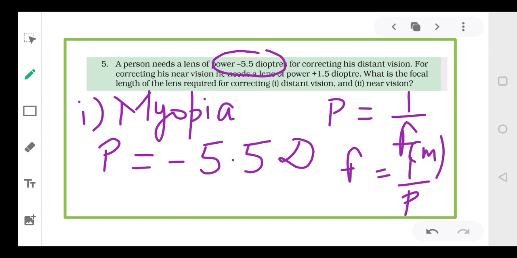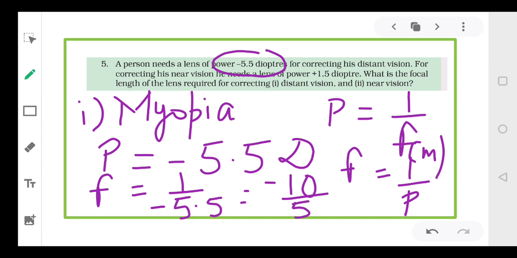Okay, now let's put in the values. F is equal to 1 upon minus 5.5. I hope you understood. So put the values and tell me, you can calculate and tell me what will be the value. Just hurry up everyone, tell me what is the value. You can remove the point, it will become minus 10 upon 55, isn't it? And you can easily calculate. The focal length F will be in meters. The answer will be in meters. Okay, so you can calculate it further.